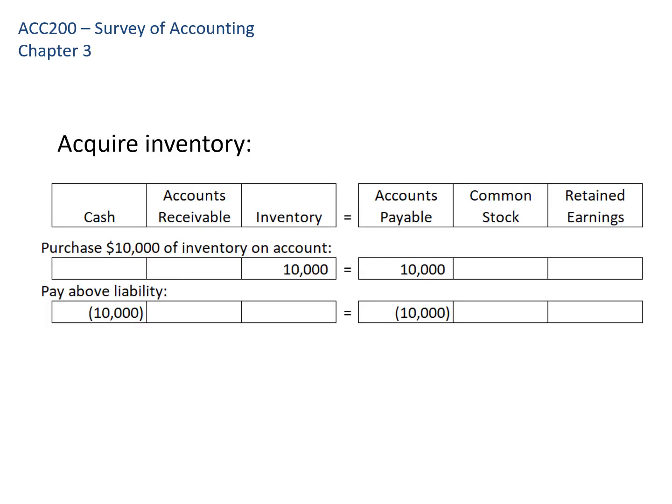So I have some transactions. So in this case here, we acquire inventory. It's just like purchasing any other asset. So in the first line here, we purchased $10,000 of inventory on account. Inventory goes up and accounts payable, what we owe our suppliers, goes up. And then when we pay our suppliers, cash goes down and accounts payable goes down as we take that debt off our books.